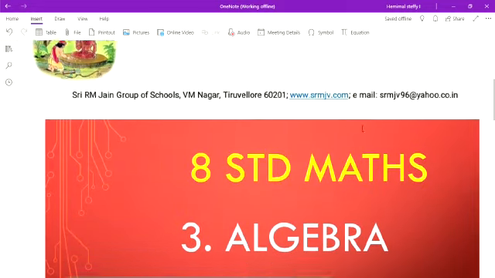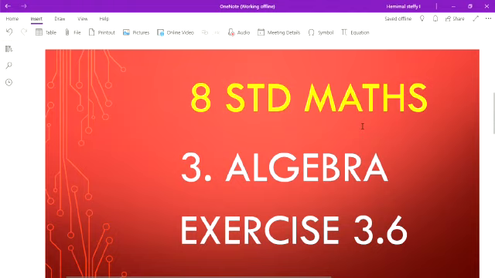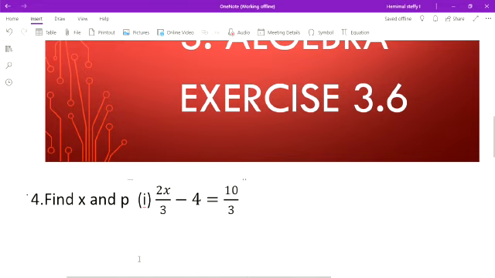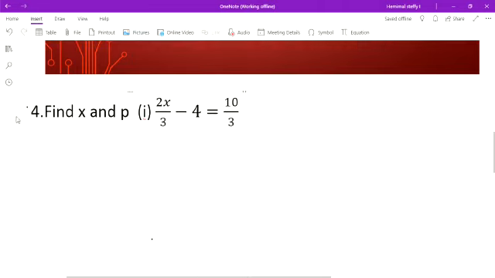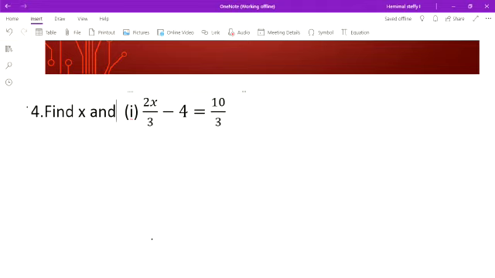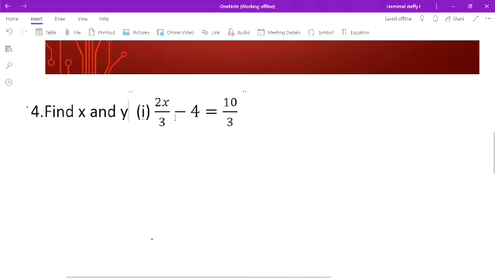Today we are going to learn 8th standard maths, third chapter algebra, exercise 3.6, fourth Roman letter. In the previous video, we learned the first Roman letter, and the second and third Roman letters are match and true. So this is the fourth Roman letter. Find the x and y value. Y is not here in the first sum, so only find the x value. In the second sum we have the y. So find the x and y value.